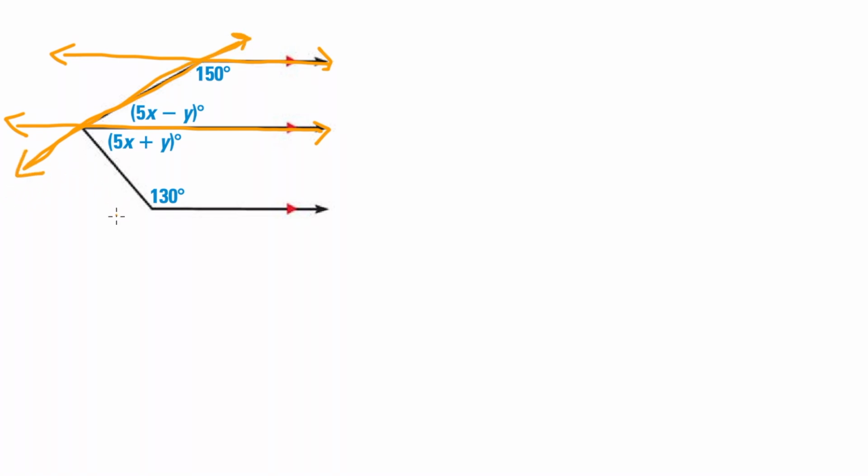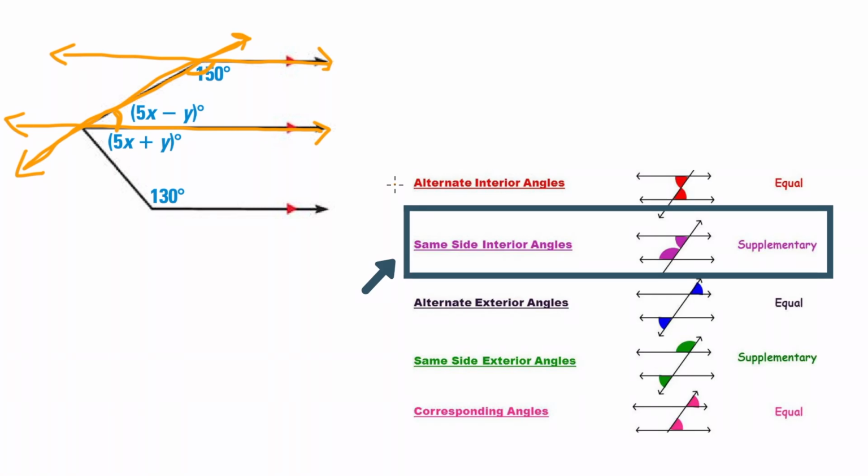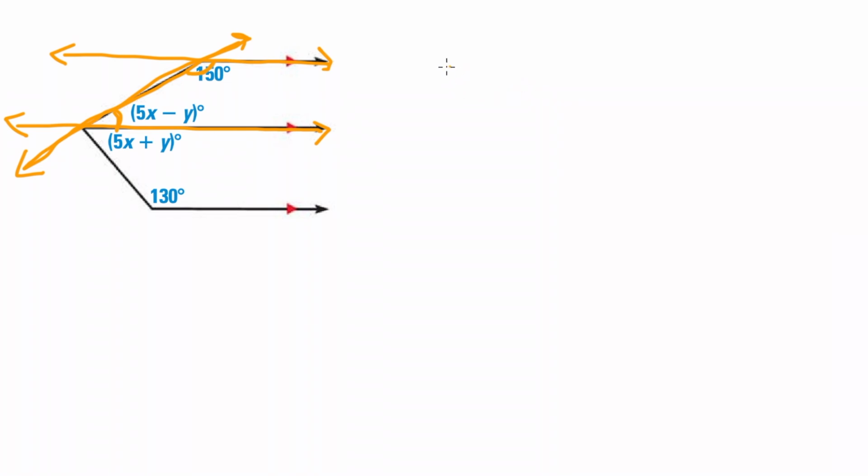Now, this looks a little more familiar, and it's easier to see that these are consecutive interior angles. That just means interior angles that are on the same side. And according to the angle pair rules, that means they add up to 180 degrees. We can write these angles in the form of an equation that we'll just leave here.